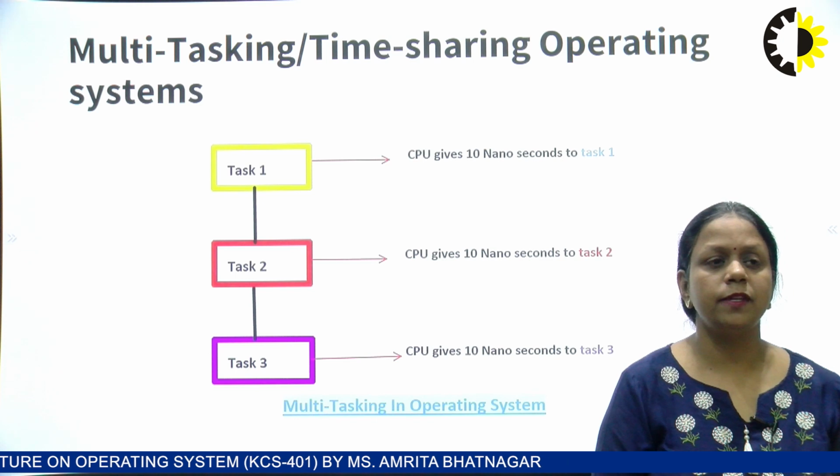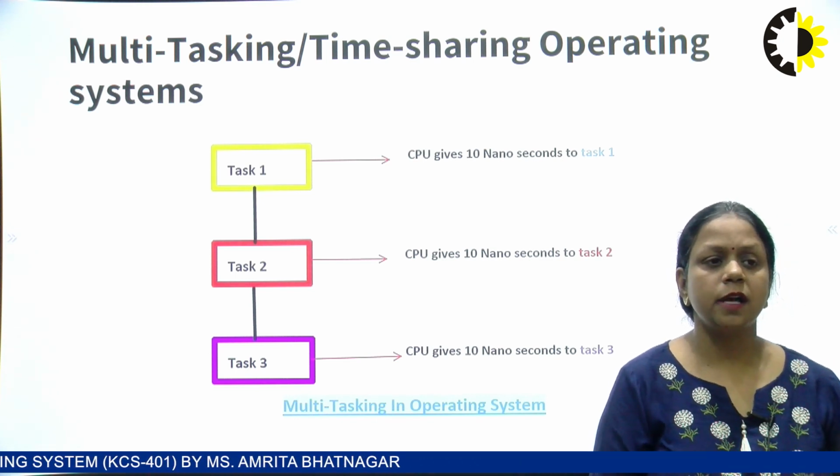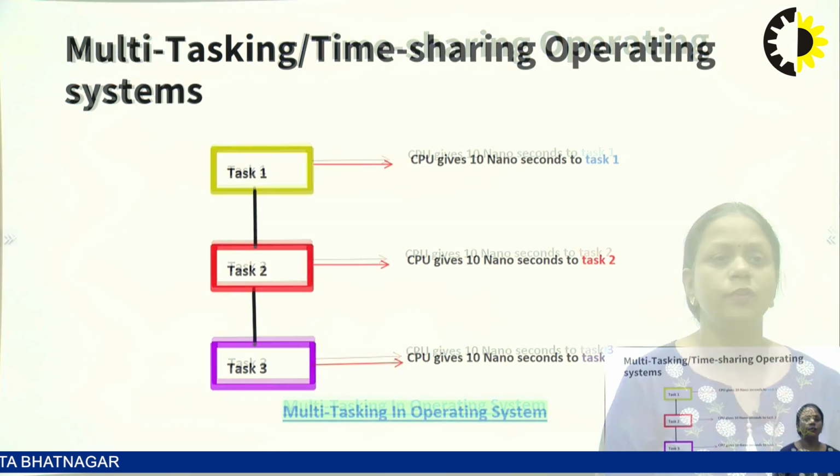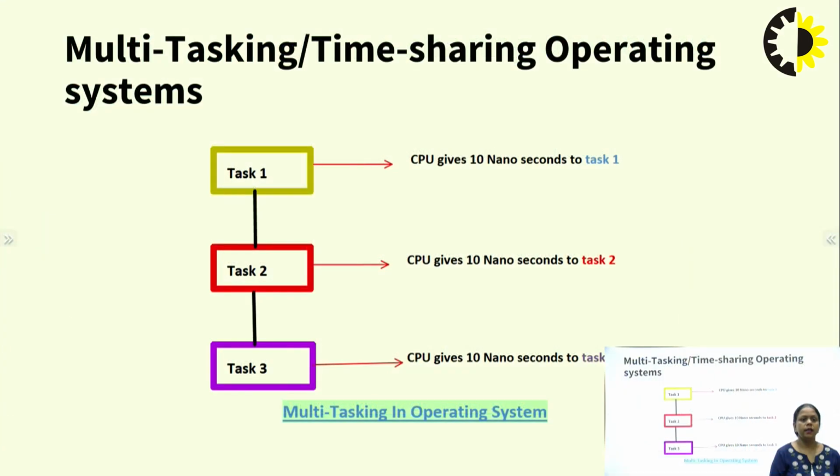You can see by the help of this diagram, we have task 1, task 2 and task 3, 3 tasks in our memory, and every task will have 10 nanoseconds here. Each and every task will have more than 10 nanoseconds of burst time, but it will not run for all the burst time. It will run only for the 10 nanoseconds, and again the turn will come when all the processes have run. Fine. For example, after task 1, task 2 will execute, task 3 will execute, and after task 3, again task 1 will be executed here.